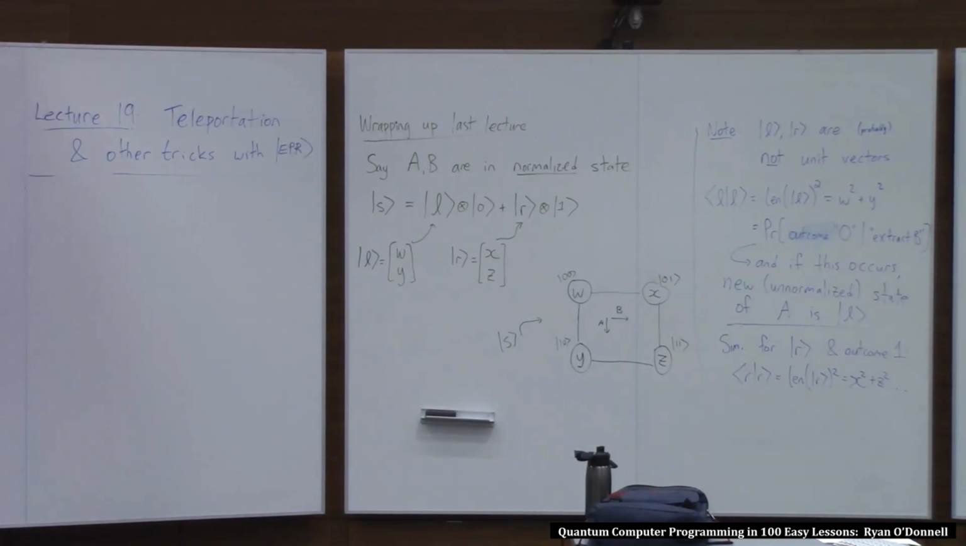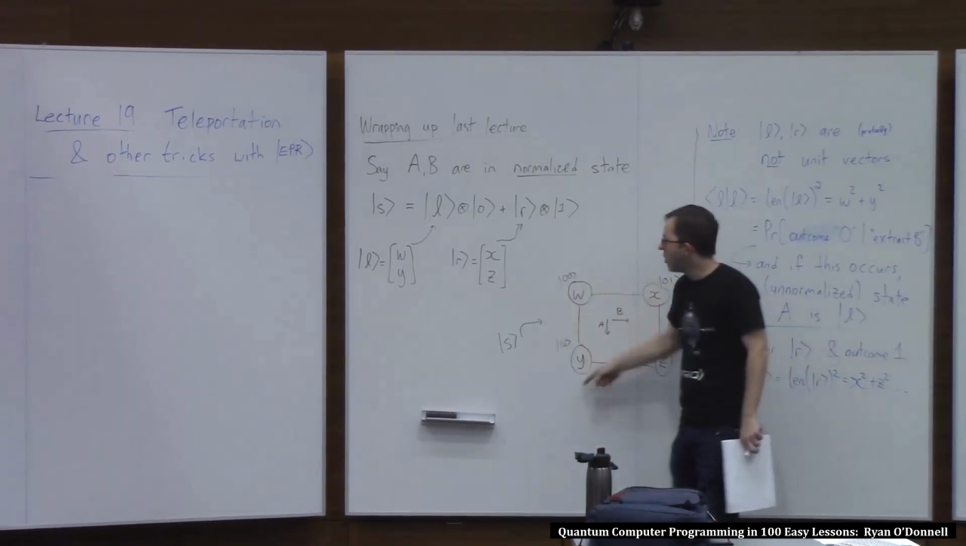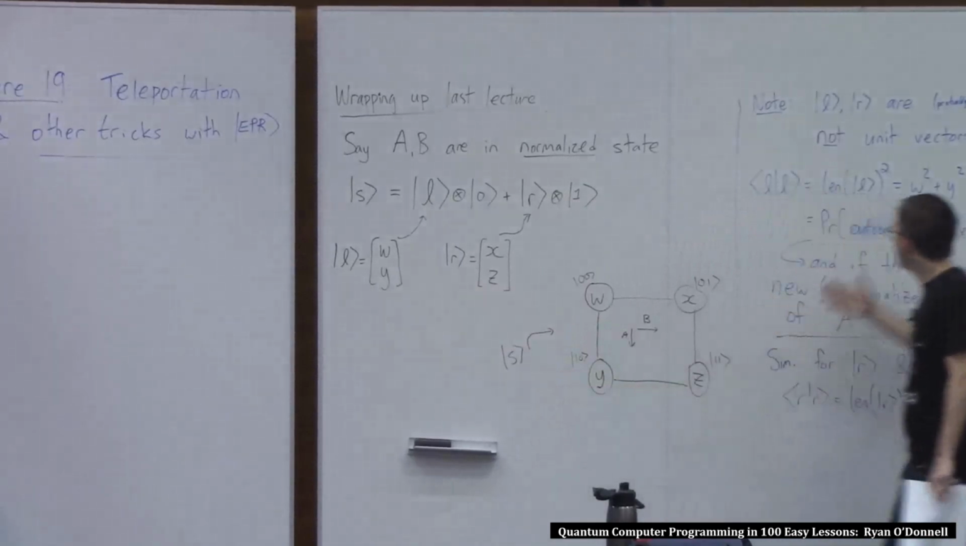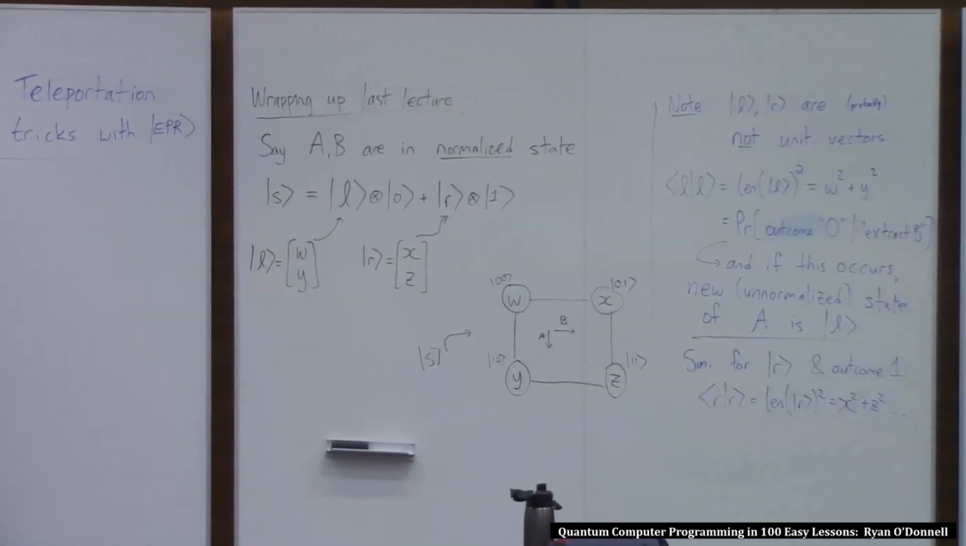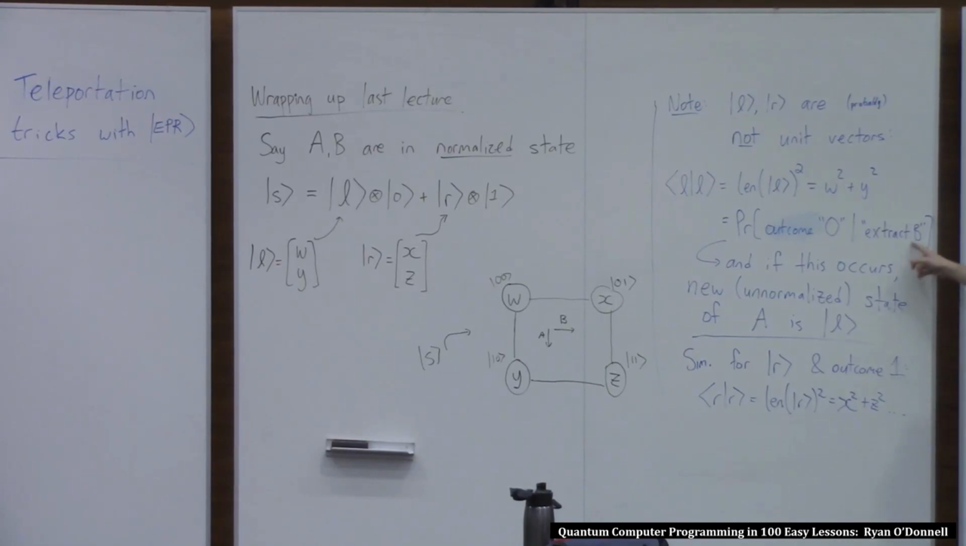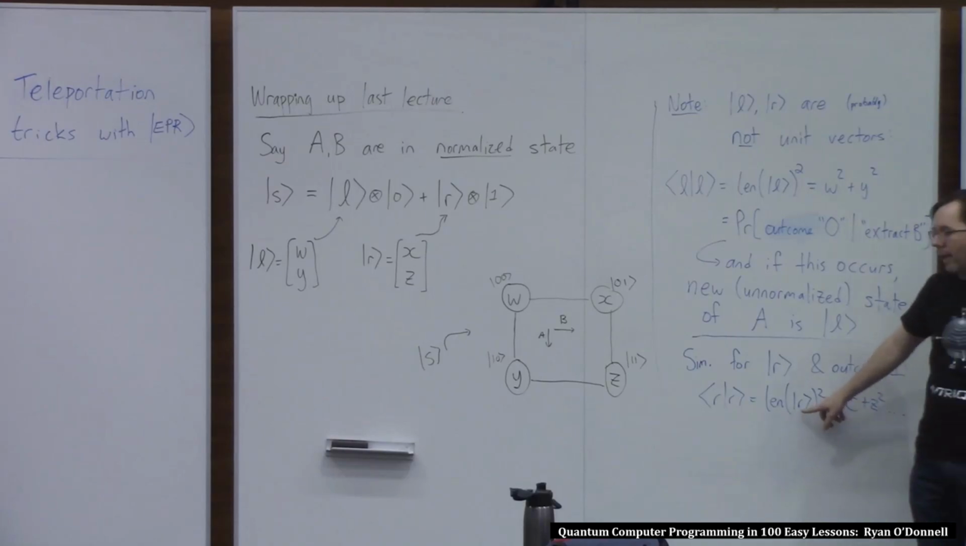Okay, and we also saw that if you do this extract operation and outcome 0 does occur, then the remaining qubit A is left in some state. And what is its state? It's just this vector. It's just L. Now that's, as we said, like an unnormalized state, but that's fine. You can normalize it if you want. There's a similar story for if the measurement outcome is 1, which occurs with probability equal to X squared plus Z squared, which is the length of this vector squared.